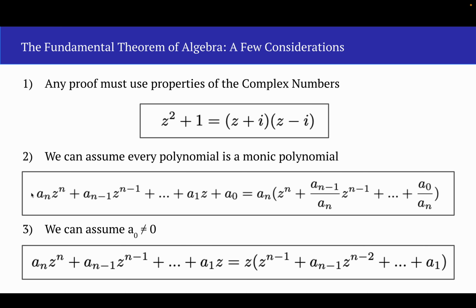Lastly, we're going to assume that the constant term a_0 is not equal to 0. In the case that it is equal to 0, we're able to factor out a z from every term, and we have that z equals 0 is a root. And so this case is immediate, so we can focus on the more complicated task.